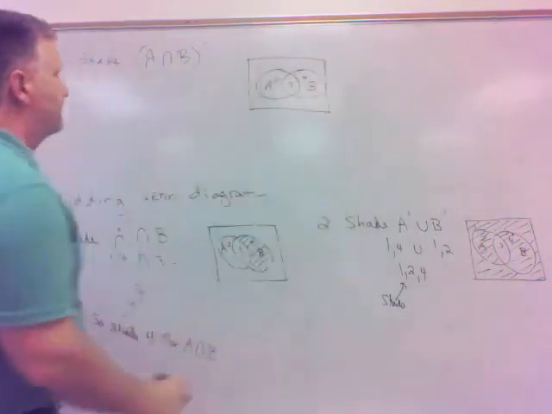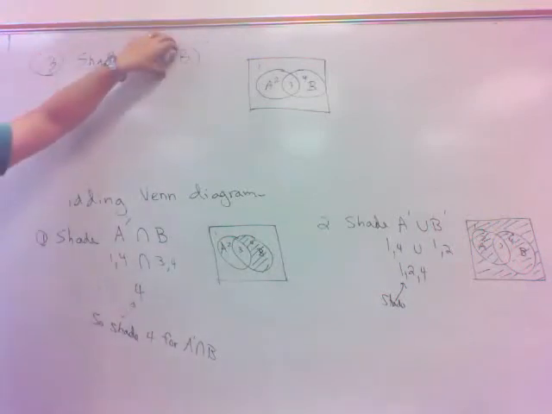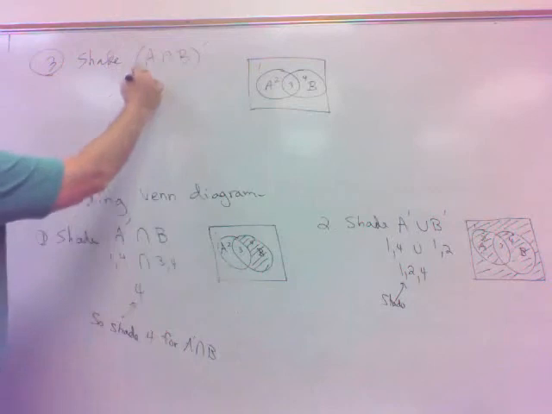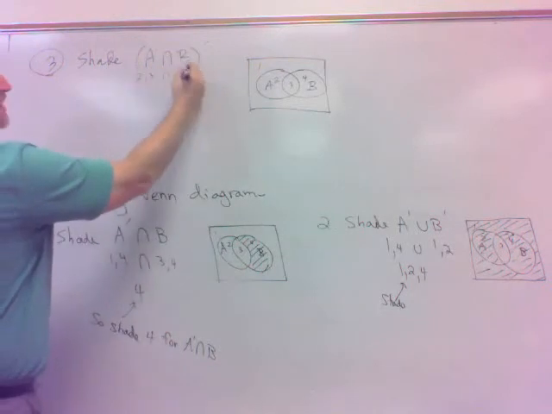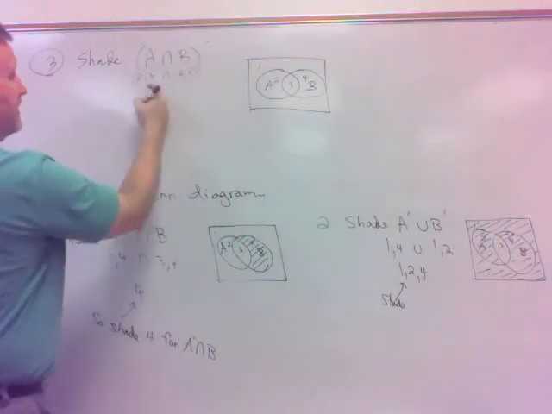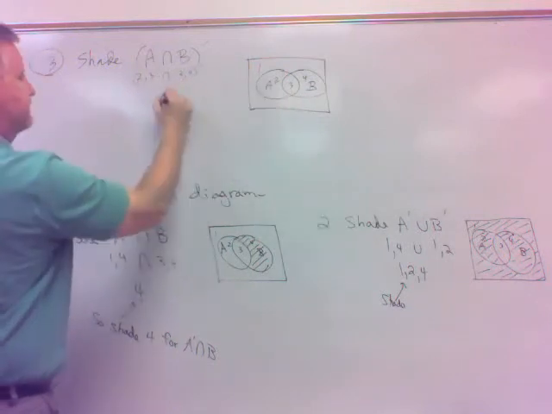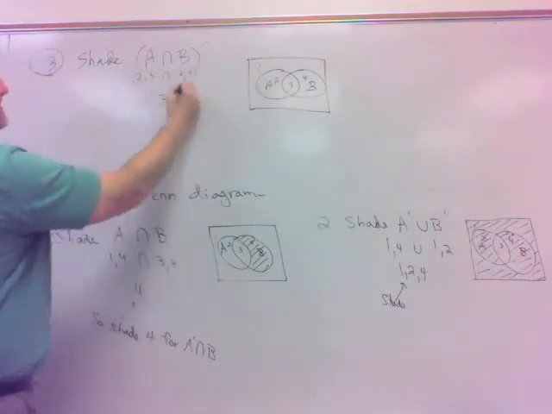First part's easy here. Do inside parentheses first. A intersection B, what's A intersection? A is 2 and 3. Intersect that with B, which is 3 and 4. Then I complement that. So 2 and 3 intersection, that's 3, isn't it? So the parentheses part is 3.